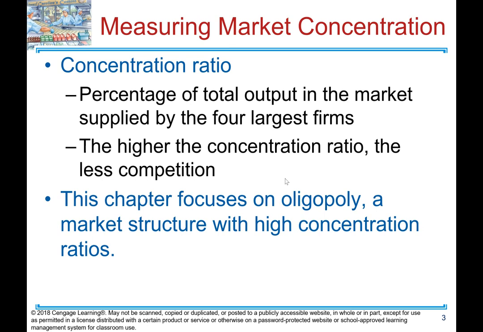Let's talk about market concentration by defining concentration ratio. That's the percentage of total output in the market supplied by the four largest firms. The higher the concentration ratio, the less competition. This chapter focuses on oligopoly, a market structure with high concentration ratios.